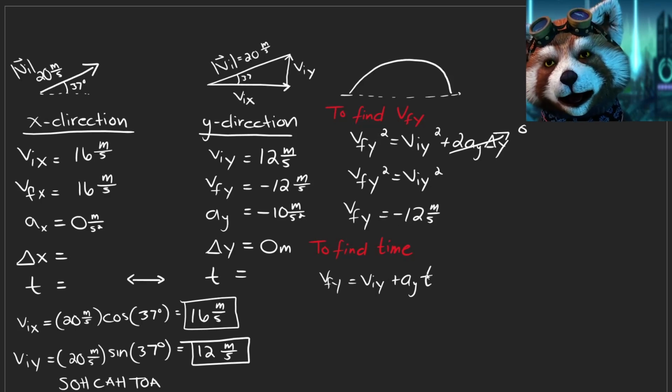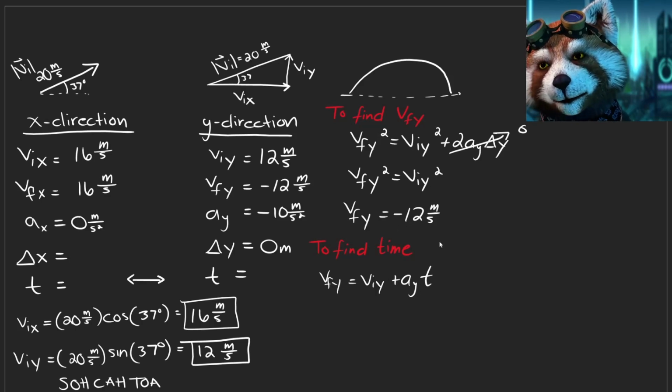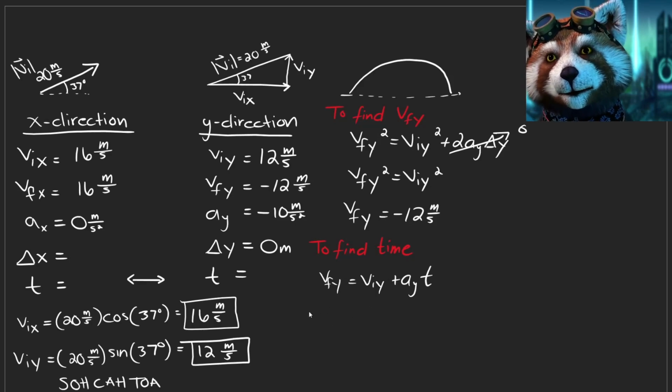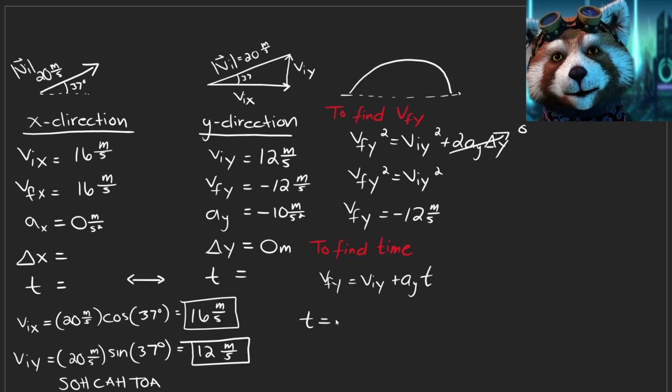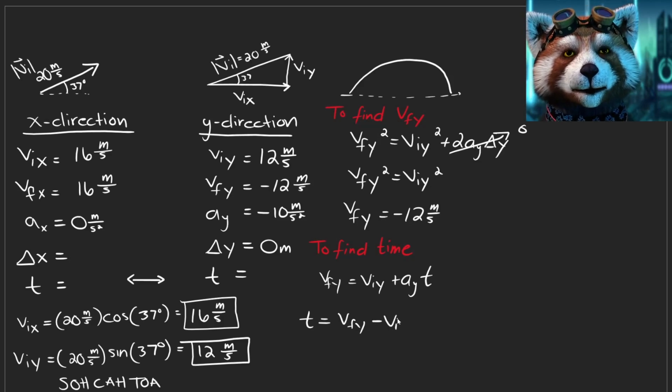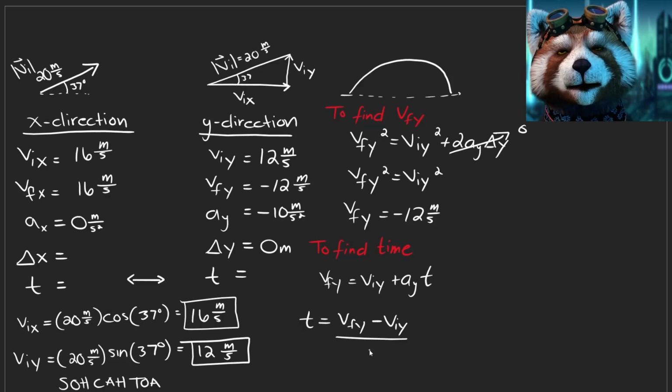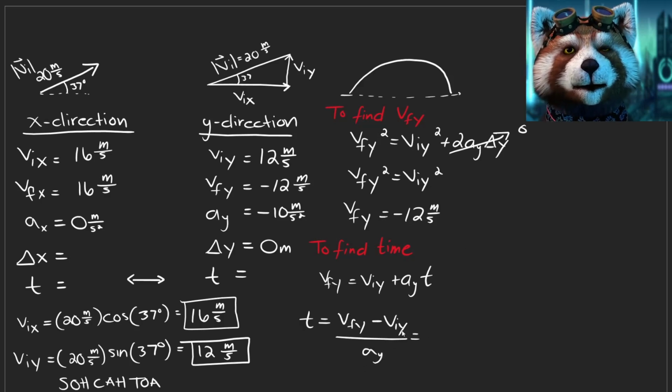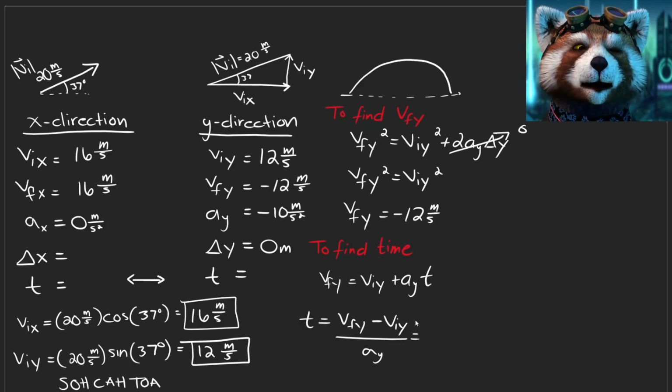So let's just go ahead and solve for time. So t is going to, let's see, subtract that over to the left-hand side. So velocity final in the y minus velocity initial in the y divided by a. So acceleration in the y. Let's keep it consistent.